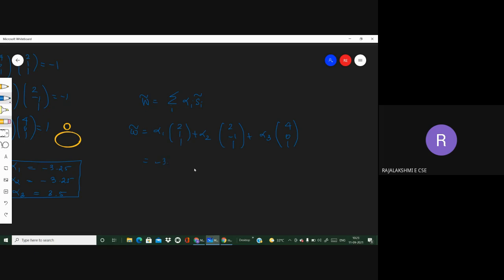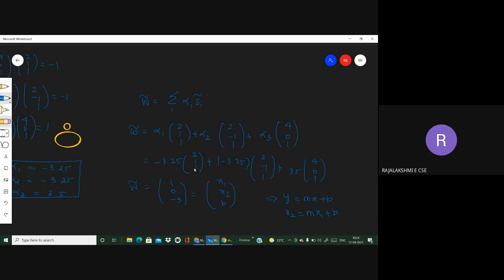Alpha 1 is minus 3.25 into 2 1 1, plus alpha 2 is minus 3.25 into 2 minus 1 1, plus alpha 3 is 3.5 into 4 0 1. So after multiplying these quantities, you will be getting W is equal to 1, 0, minus 3, which will give you x1, x2 and this bias b. So this equation y is equal to mx plus b is actually given in this format as x2 is equal to m into x1 plus b. Okay, b here is the bias, which is minus 3.